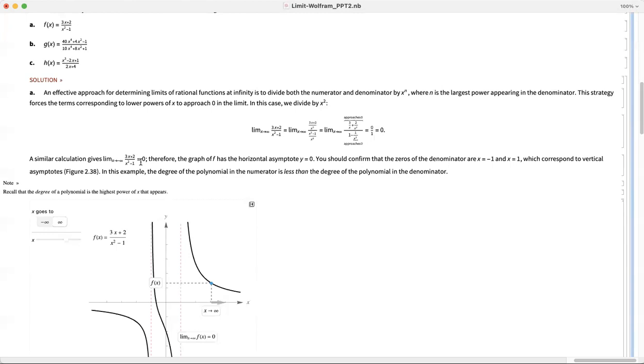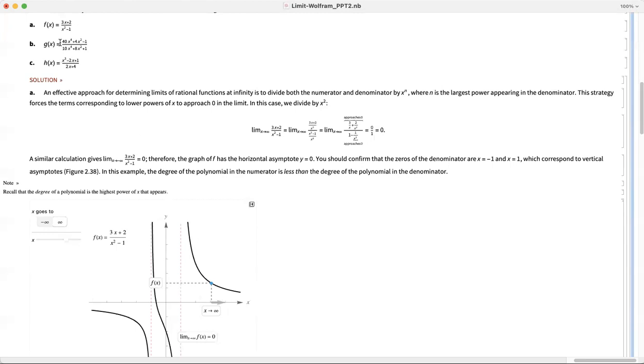So y equals 0, which is the x-axis, must be the horizontal asymptote. And that's how to find the horizontal asymptote. But what about the vertical asymptote?